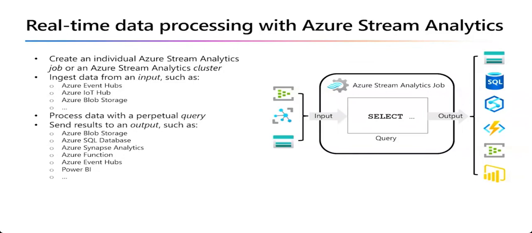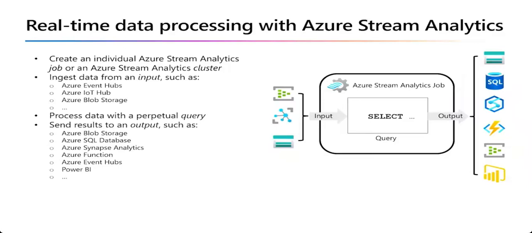Stream Analytics is used to ingest data from an input, such as Azure Event Hub, Azure IoT Hub, or Azure Storage Blob Containers, and process the data by using a query to select, project, and aggregate data values. Write the results to an output such as Azure Data Lake Gen2, Azure SQL Database, Azure Synapse Analytics, Azure Functions, Event Hub, or even Microsoft Power BI. Once started, a Stream Analytics query will run perpetually, processing new data as it arrives in the input and storing all the results in the output.